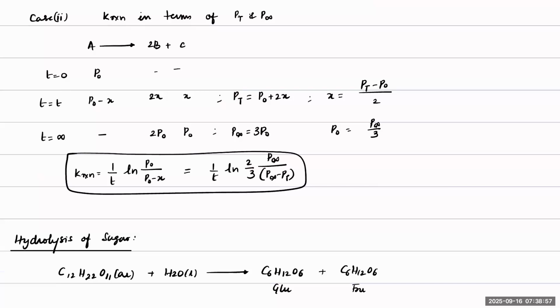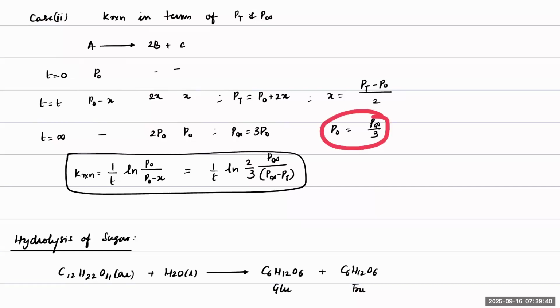Check out case 2 also. k of the reaction in terms of P_t and P infinity. P naught, then P naught minus x, 2x and x. P_t is given this much, x is given this much. P infinity is equal to 3 times P naught. Time infinity means what? That is after the entire amount of time, when the entire A is completed. So then this will be 2 P naught and P naught will be the pressure present. So P infinity will be equal to 3 P naught in that case.